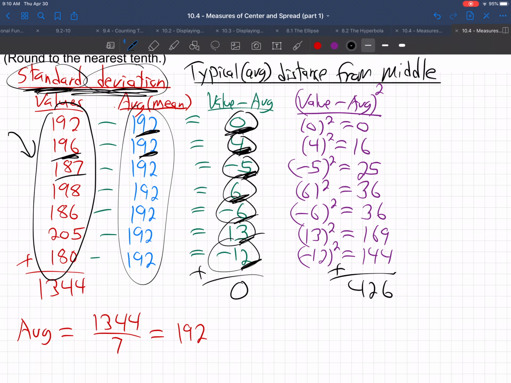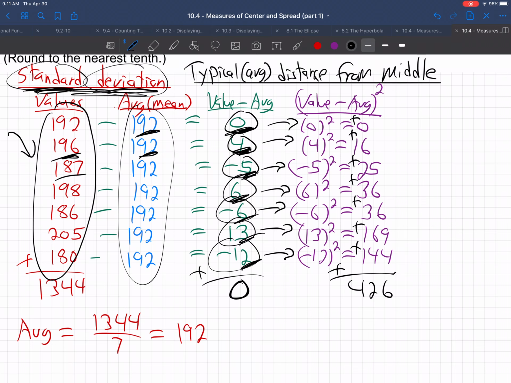So the amount above and below, check it out if you want. Add those up in your calculator, right? You can see it'll come out to be 0. So we don't want to do that. So we have to square them all. Why do we square them all? Because that way we get rid of the negatives. We don't want the negatives to cancel out the positives and get 0 like we did here. So we square them all. It makes every number positive when you square it.